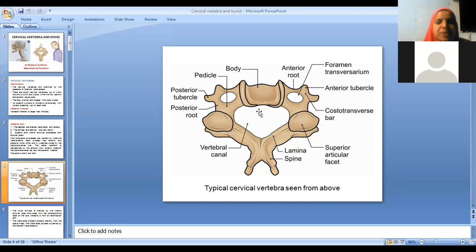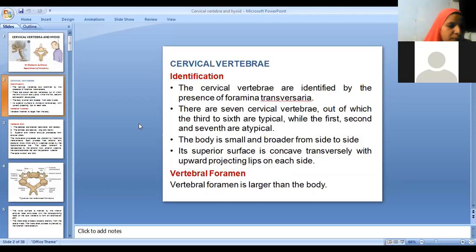Whatever big hole you are finding, you call it the vertebral canal, through which the spinal cord will be running. So these are the characteristic features of the typical cervical vertebra. The cervical vertebrae are identified by the presence of the foramina transversaria, just now what you saw in the transverse process.